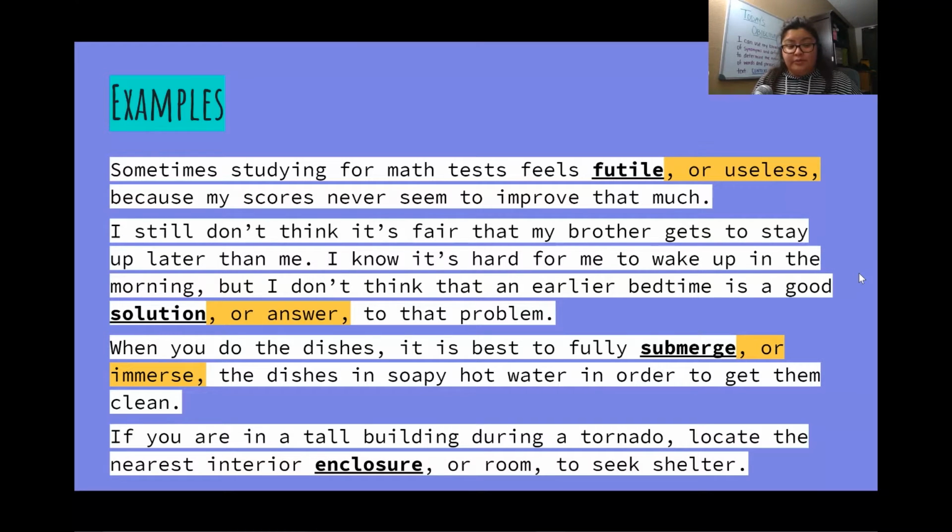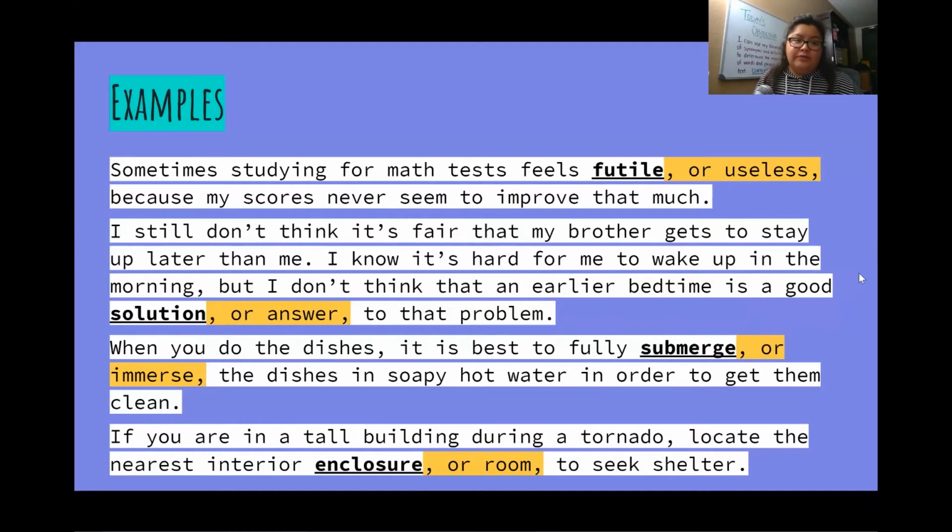And our last one: if you are in a tall building during a tornado, locate the nearest interior enclosure or room to seek shelter, right? Enclosure is the word we don't know, and room is our synonym, all right? If you want to look over those a little more, go ahead and hit pause, all right?